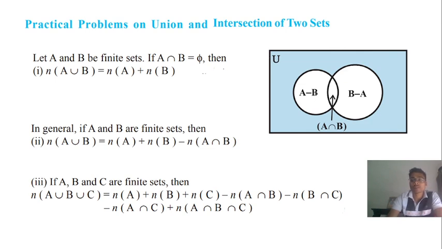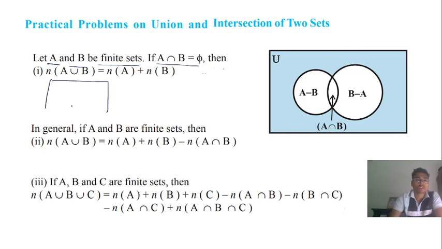Practical problem is such that set A and set B have some common elements, or they might not have any common element. So, what are the basic formulas for finding union, intersection and other counting of elements? Okay, so let A and B be two finite sets such that A intersection B is phi.